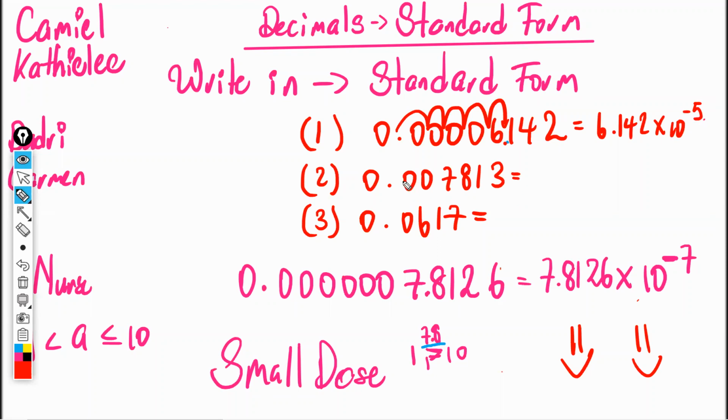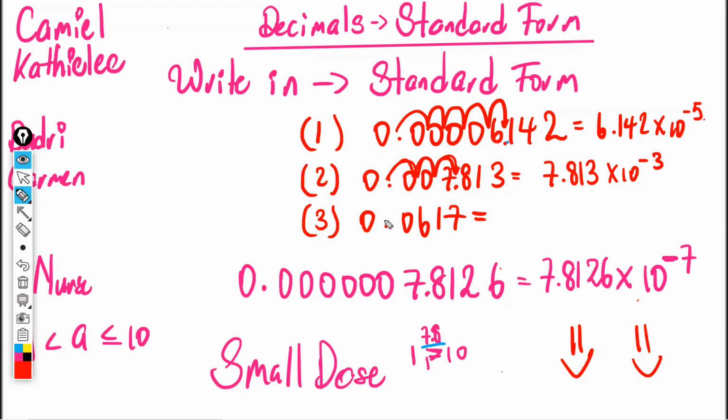All right, guys. Then the next one, it's going to be 1, 2, 3, right? 1, 2, 3 places. And you're going to get 7.813 times 10 to the negative 5. 1, 2, 3. Because it's 1, 2, 3 spaces, right? We just need to move it 3 spaces to the right.